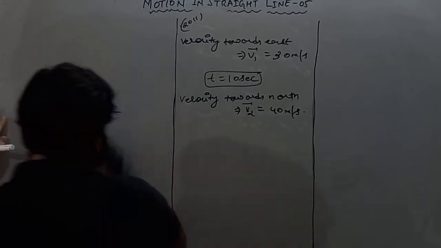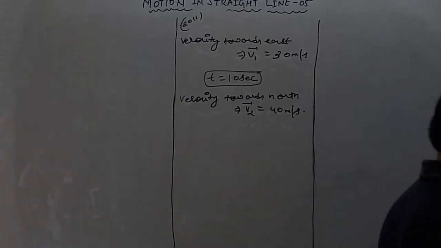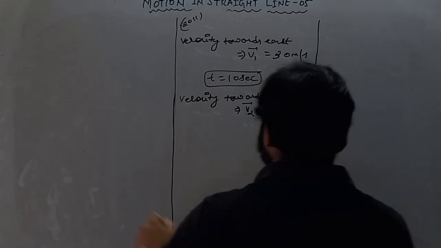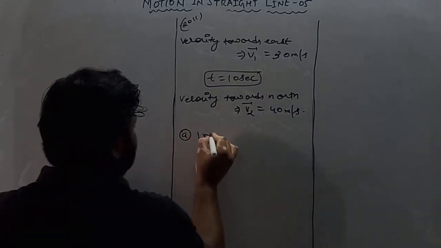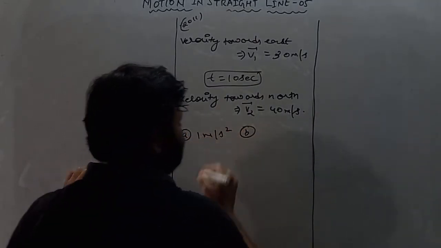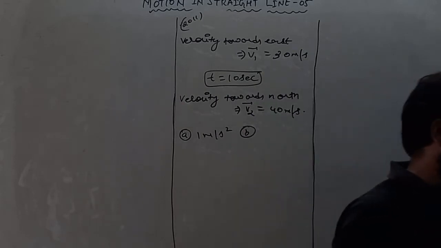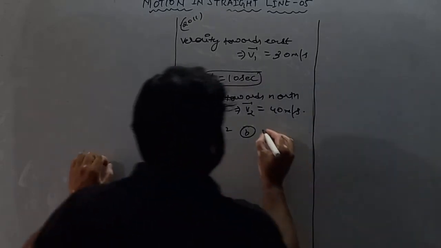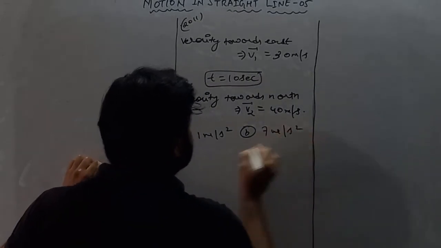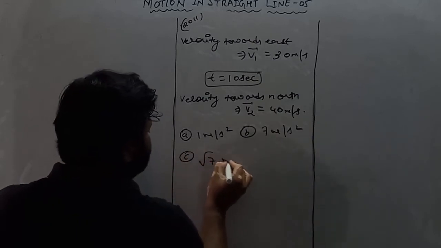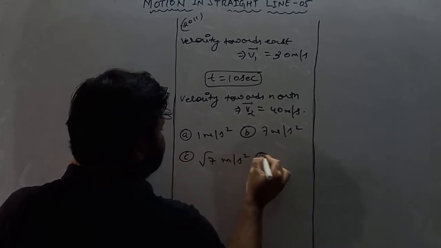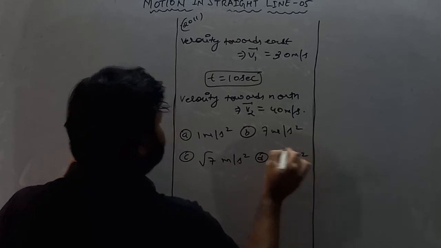Options are given. Your first option, A, is 1 meter per second square. B option is 7 meter per second square. C option is root 7 meter per second square. And D option is 5 meter per second square.